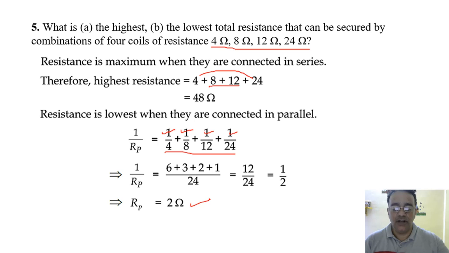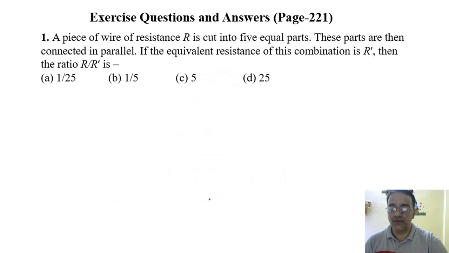Okay, so now we are moving towards the exercise questions. Only one in-text question was there based on combination of resistance. So page number 221, first question is based on equivalent resistance. A piece of wire of resistance R is cut into 5 equal parts. These parts are then connected in parallel. If the equivalent resistance of this combination is R dash, then the ratio R upon R dash is what?